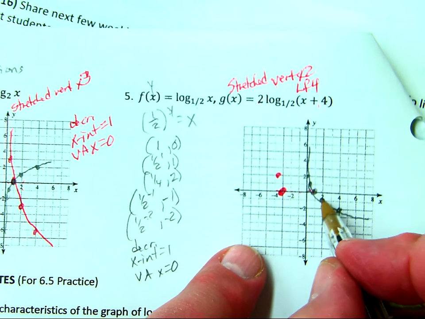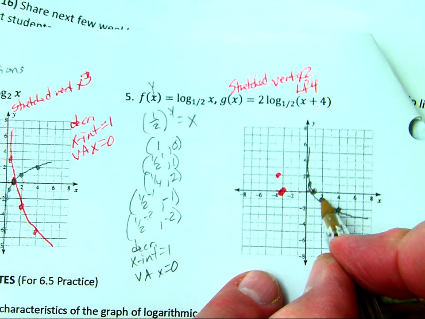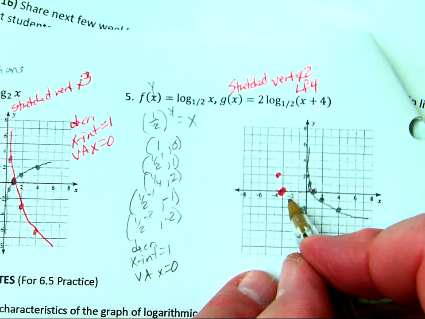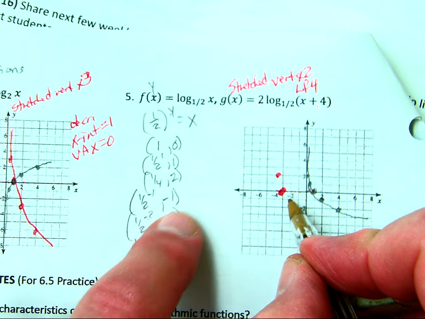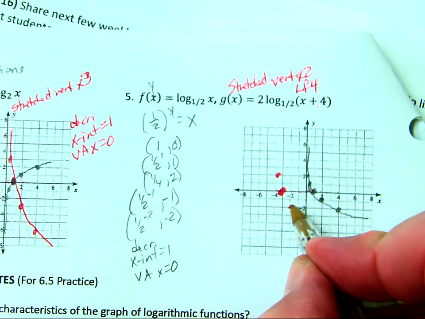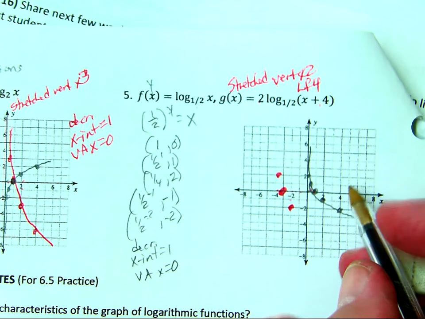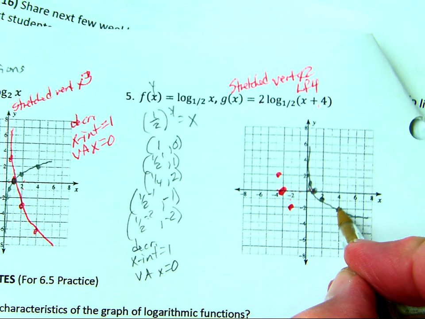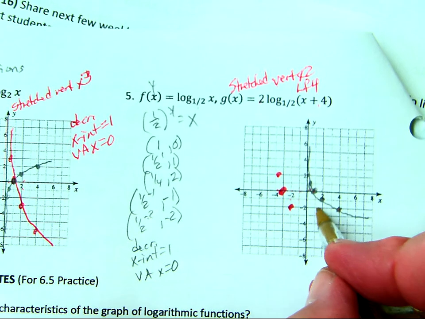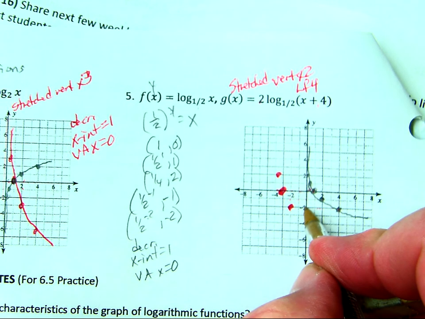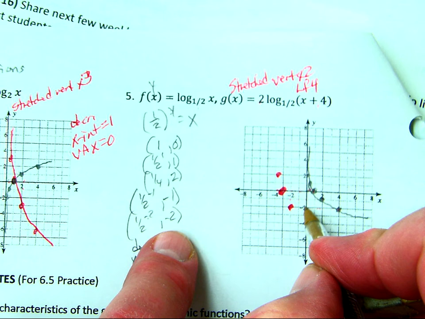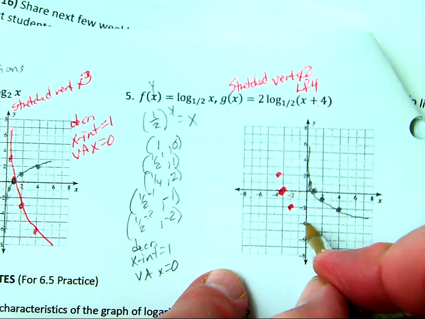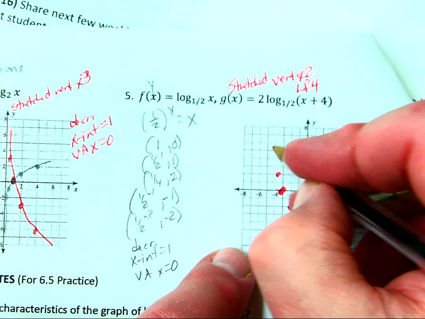Or this point here, that's at 2, negative 1. If I go left 4, that takes me to negative 2. Then the y coordinate is negative 1. Negative 1 times 2 is negative 2. Or this point that's 4, negative 2. Go left 4, puts us at 0. Now the y coordinate is negative 2. Take that times 2 makes it negative 4. So that graph looks like this.